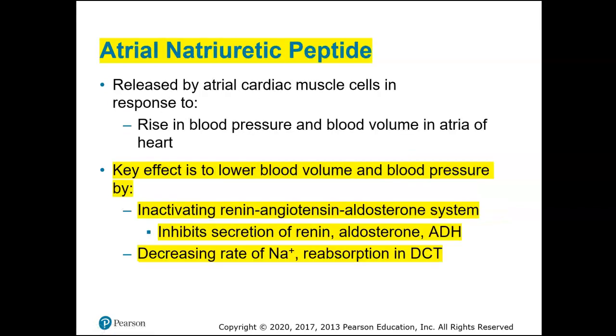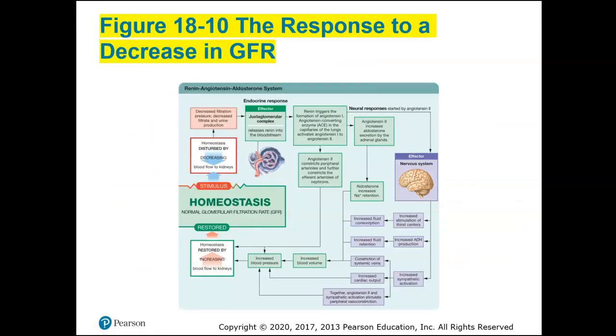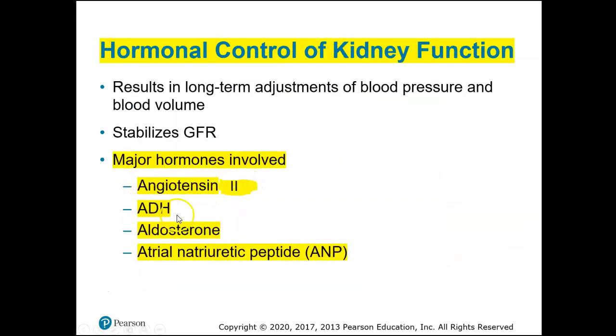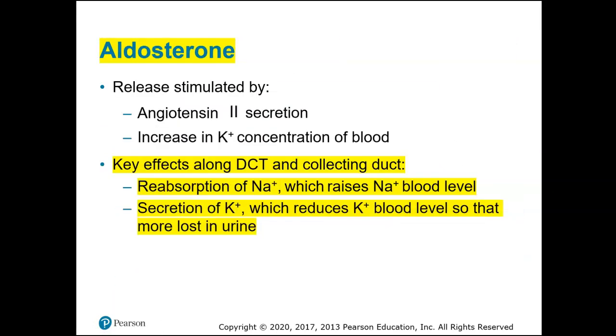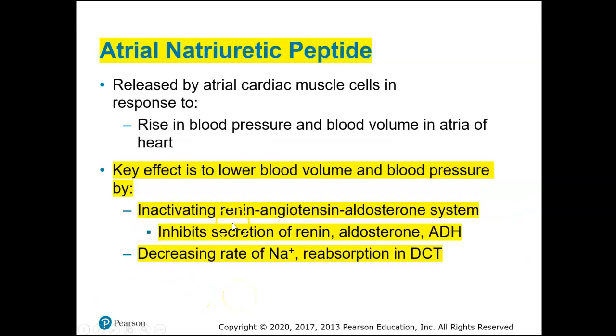Now, ANP is produced by the heart, in the atrium of the heart. The key effect of ANP is to lower the blood volume and blood pressure by inactivating the renin-angiotensin-aldosterone system. So basically, if we go back to all of these hormones, angiotensin 2, ADH, and aldosterone, they all three work to raise blood pressure and raise GFR. ANP works the opposite of these three. ANP works to lower blood pressure and lower GFR. So ANP is going to inactivate all those other hormones: renin, angiotensin, aldosterone. It's going to inhibit the secretion of renin, aldosterone, and ADH, and it's going to decrease the rate of sodium reabsorption in the DCT, and that will decrease the GFR.